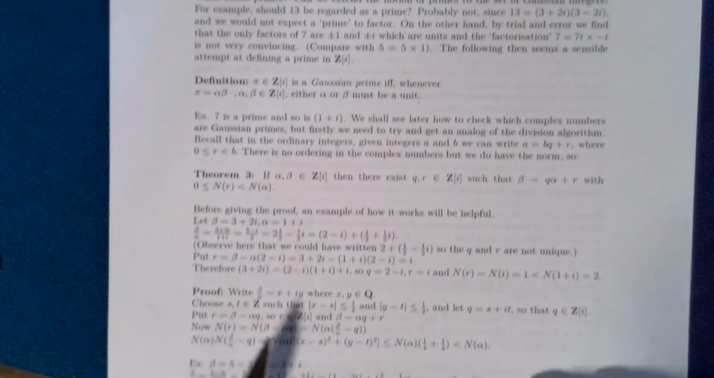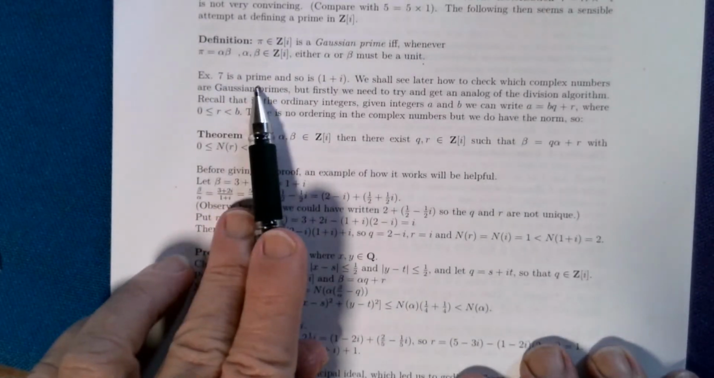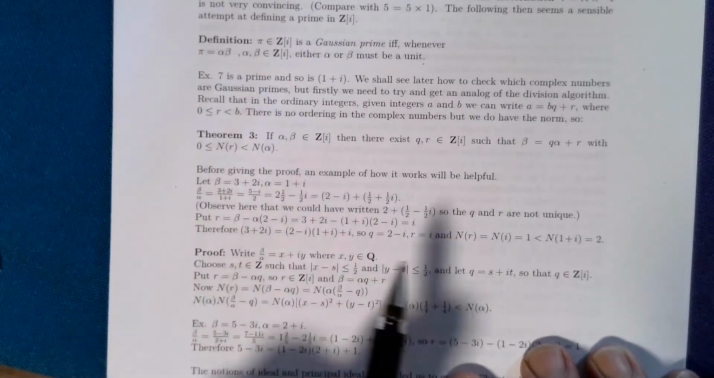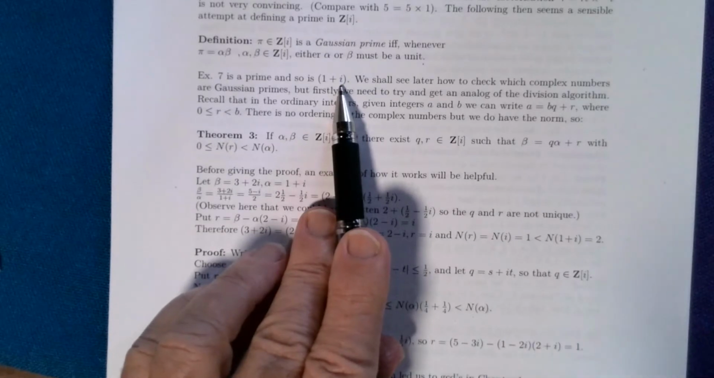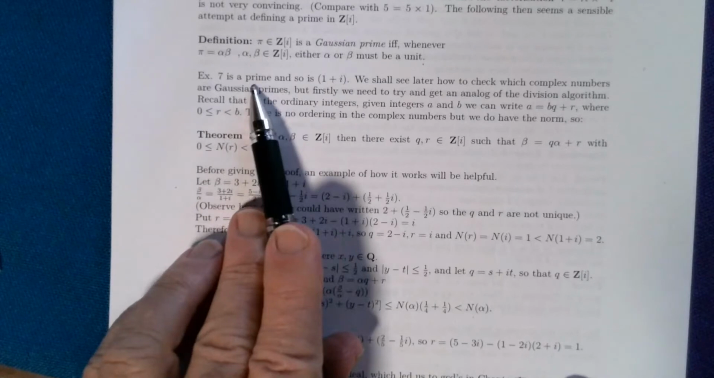So 7 is a prime, and so is 1 plus i. It turns out to be a prime, which we can't quite see yet, but we'll see a way of classifying the primes shortly.